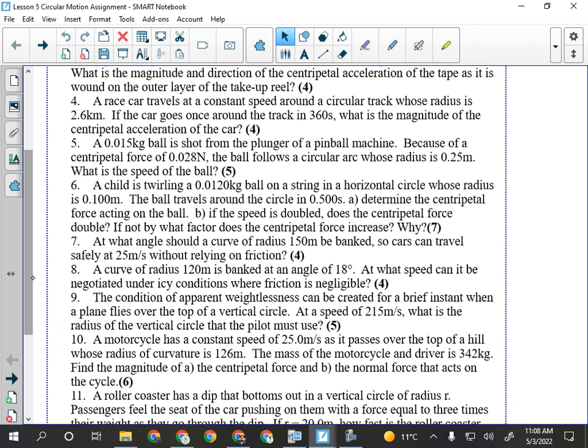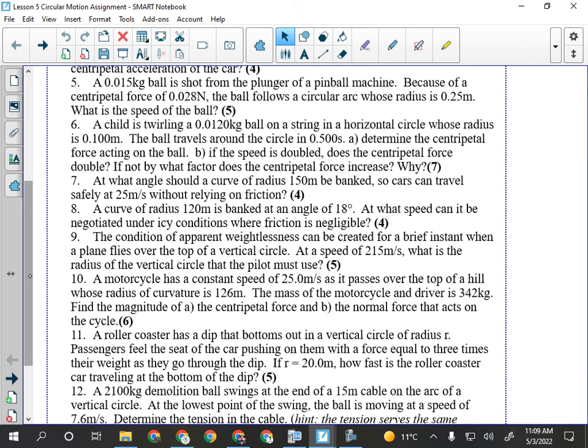It's also asking about the relationship between centripetal force and speed. So if we double the speed, what will happen to the centripetal force? We've talked about that. It's also what your lab is actually the reverse of. The one that's due on Friday is the reverse. But just do the math and you'll see it.